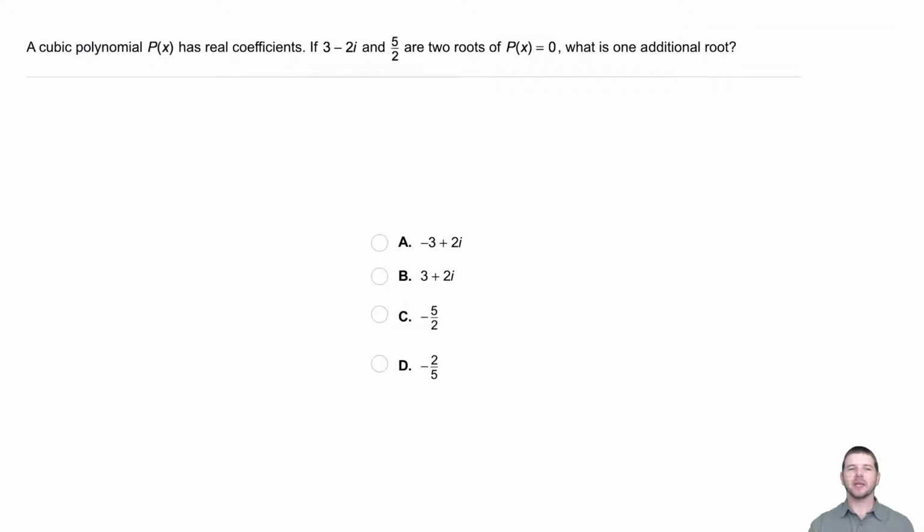Your turn. A cubic polynomial p(x) has real coefficients. If 3 − 2i and 5/2 are two roots of p(x) = 0, what is one additional root?